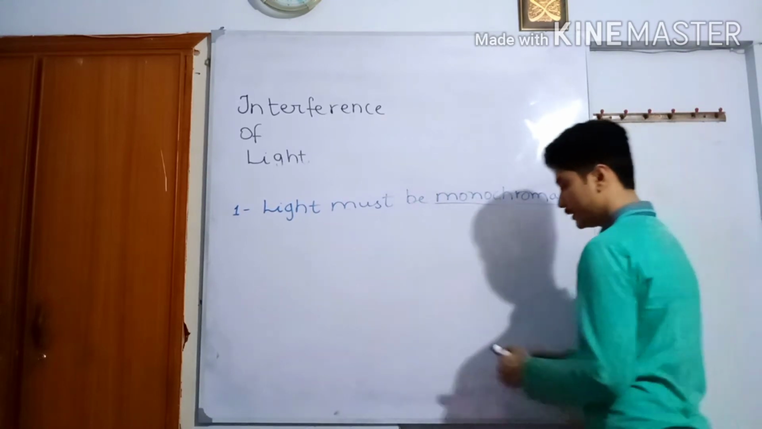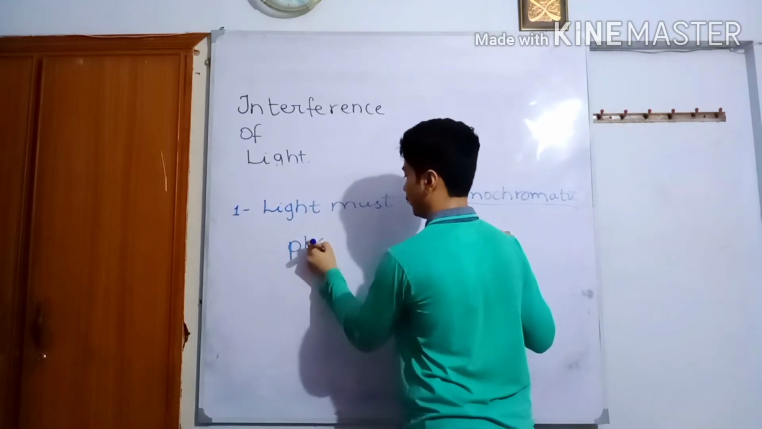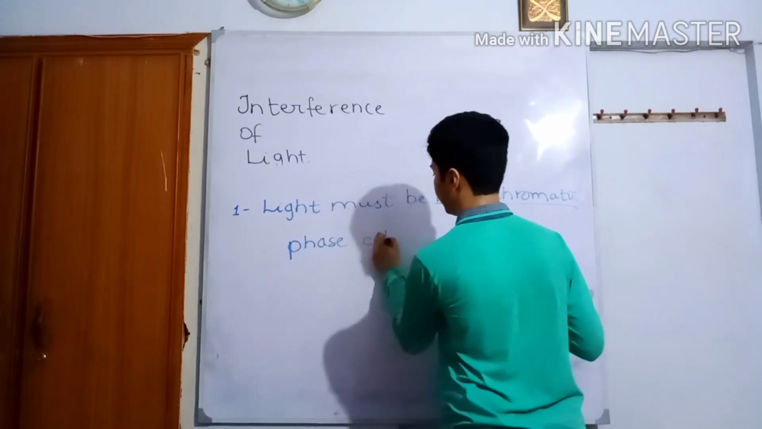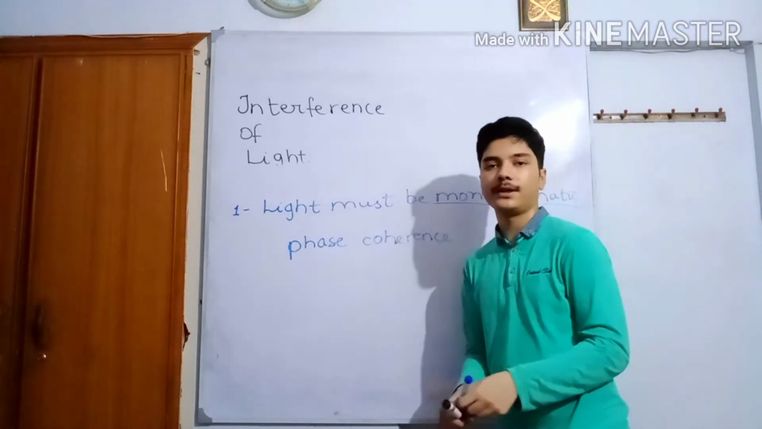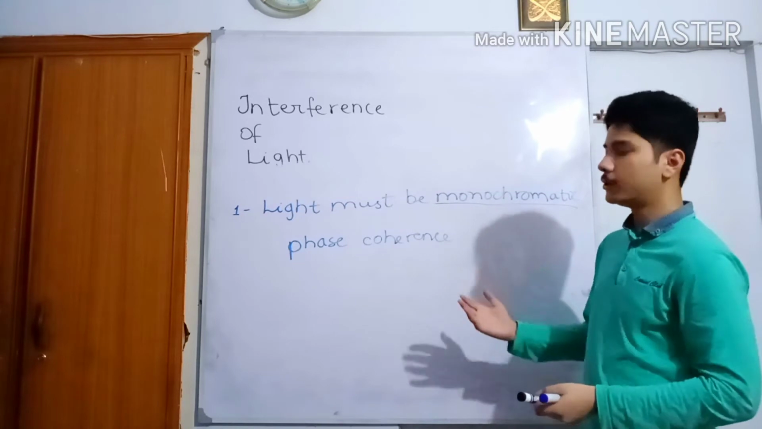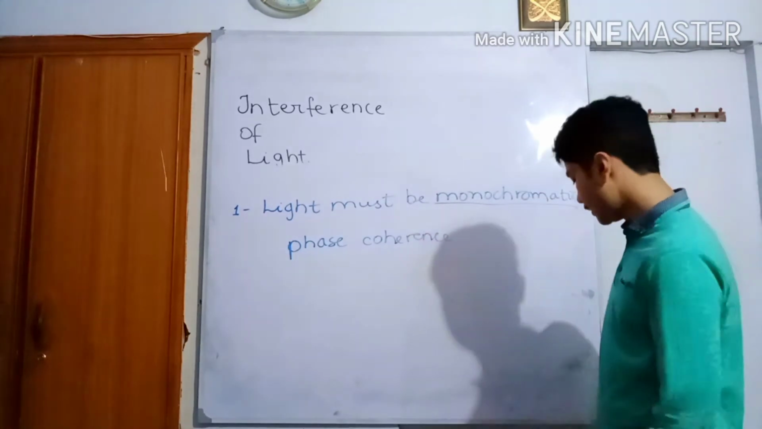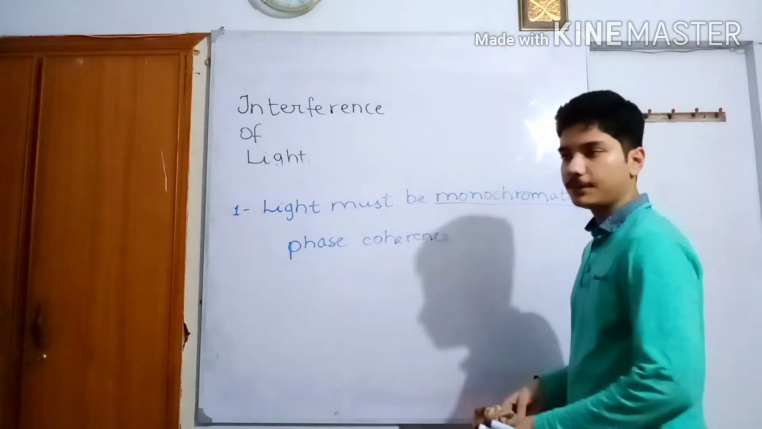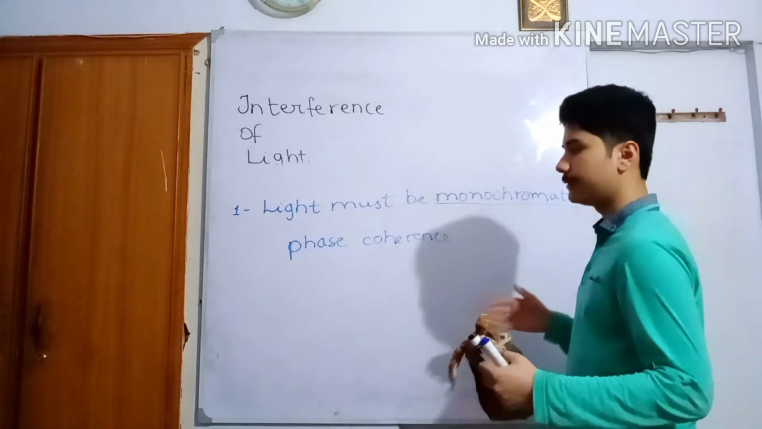The second condition is that light must have phase coherence. Now I already told you what phase coherence is. Phase coherence means same amplitude, same frequency, same wavelength traveling in the same direction. These properties are known as phase coherence. So light must have phase coherence. And the third property is that the superposition principle must apply. It means that interference must occur.